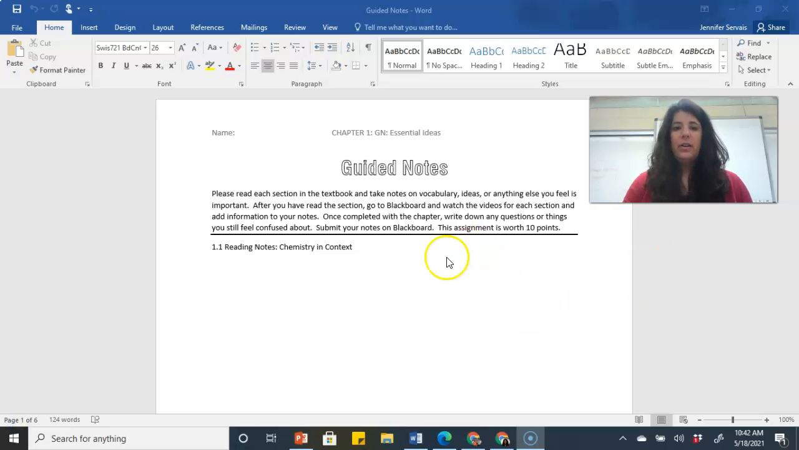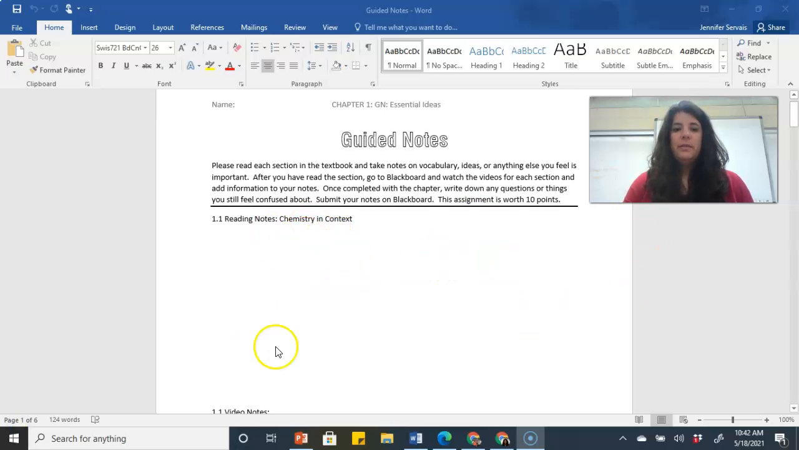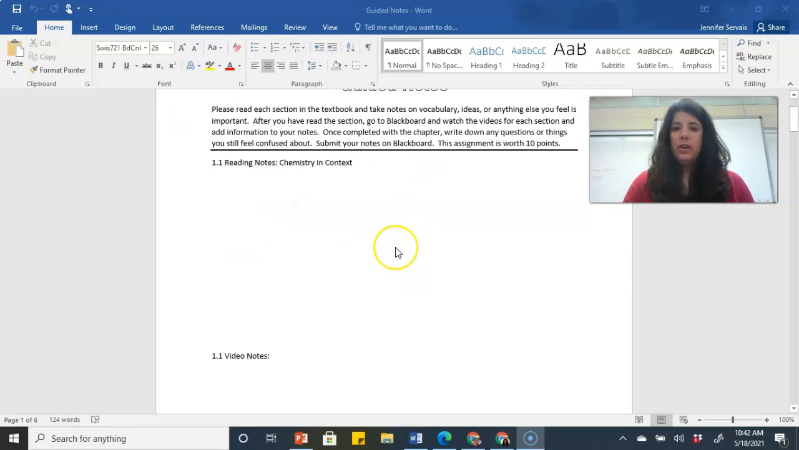So here's the guided notes. Here is where you're going to do your reading notes. I'm going to have you take notes on the information in the textbook, things that you think are important. Look for vocabulary words, look for concepts that you think are confusing to you or concepts that you think are significant enough to write down.